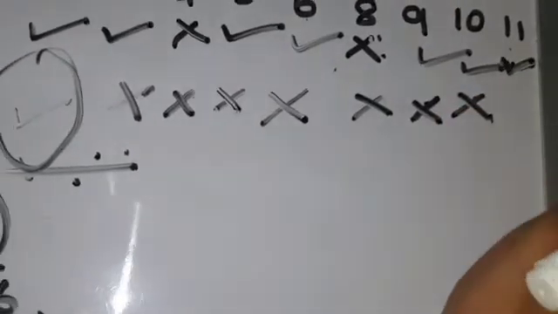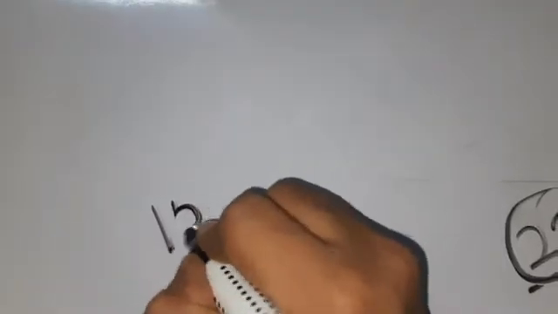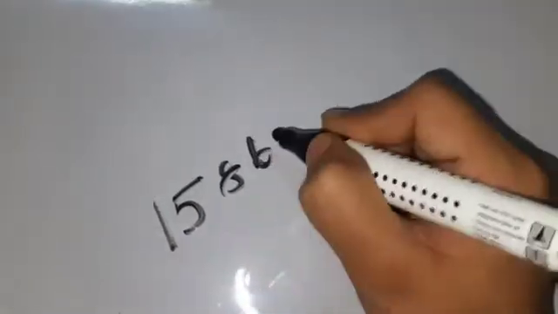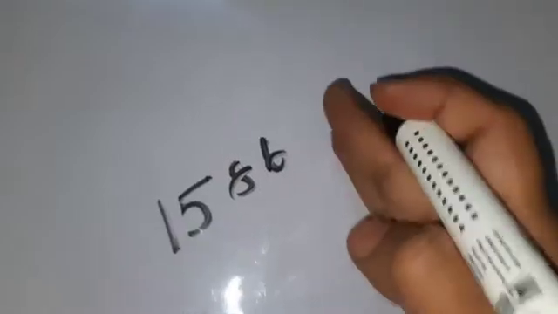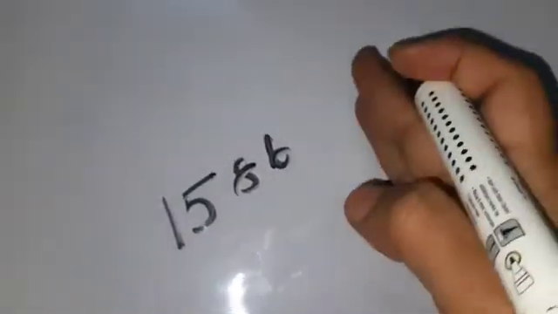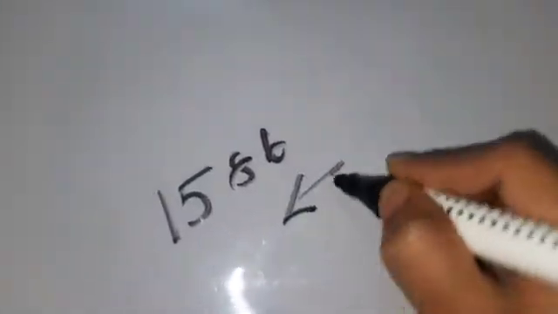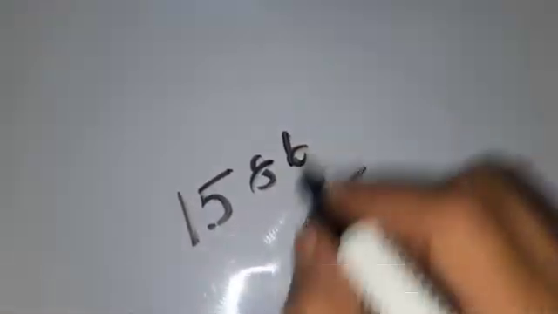Let's check for 11. 1, 5, 8, 6. So what I have told, for 11 you have to write the odd digits. You have to write the odd digits from the right side of the number.